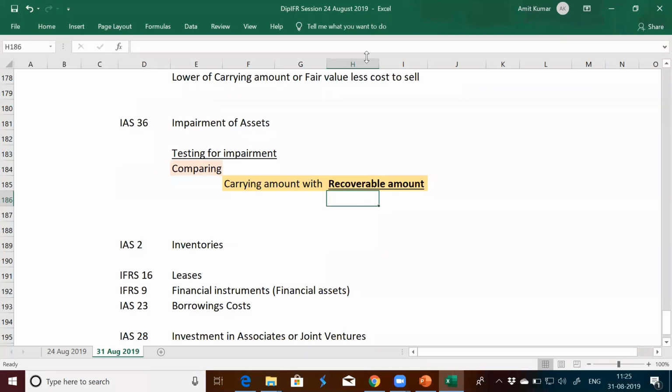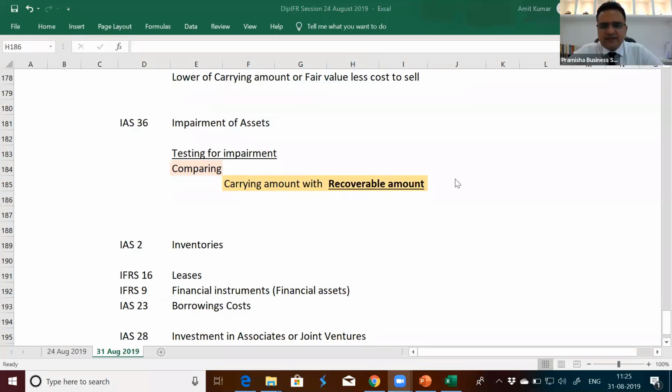Because there is a lot of noise at your end. I think you can write in the chat box if there is any query.